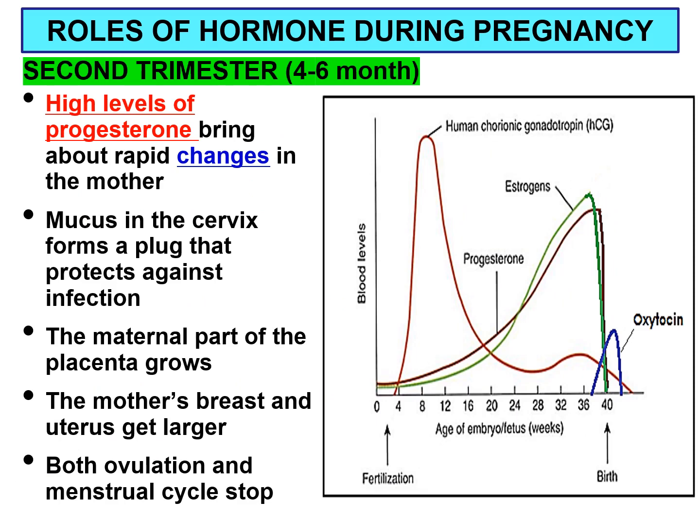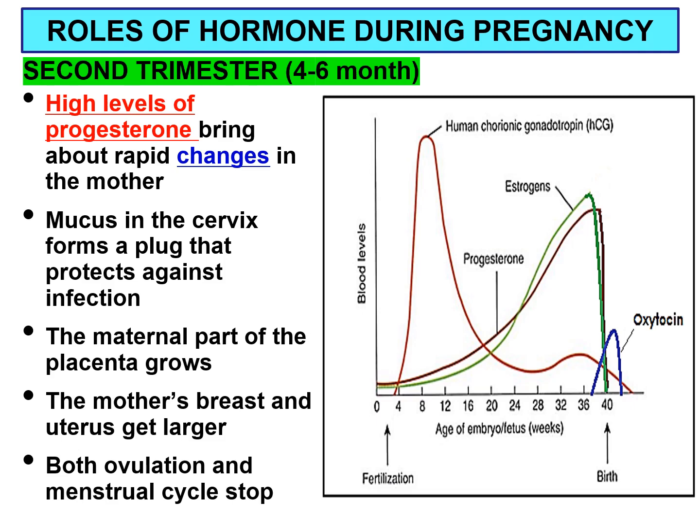Second trimester is between 4 to 6 months. The level of progesterone is high, so it will bring about rapid changes to the mother. For example, mucus in the cervix forms a plug that protects against infections, and then the maternal part of the placenta grows. The mother's breast and uterus get larger, and the uterus can expand so that the baby's size can increase.